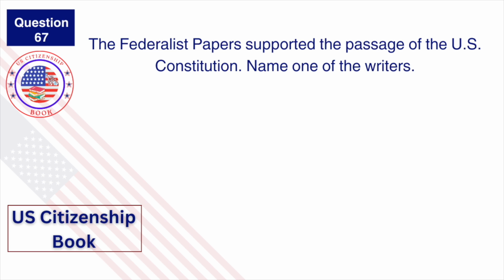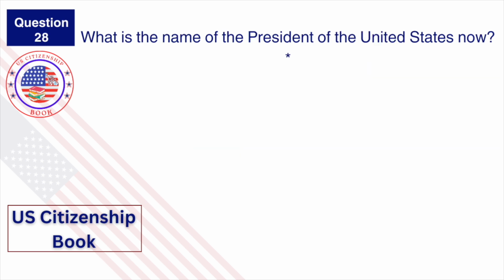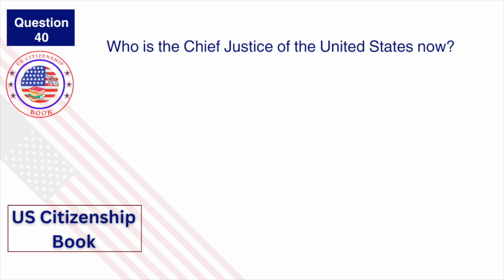The Federalist Papers supported the passage of the U.S. Constitution. Name one of the writers. James Madison. What is the name of the President of the United States now? Donald Trump. Who is the Chief Justice of the United States now? John Roberts.